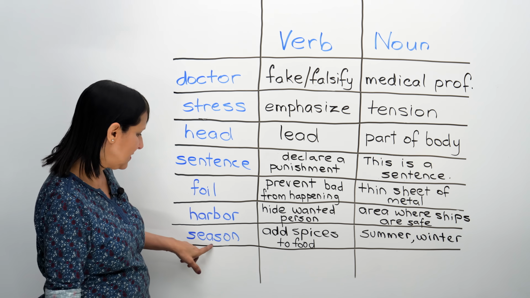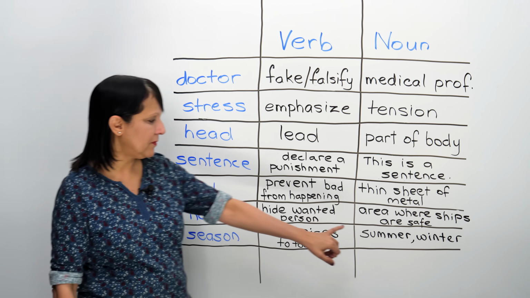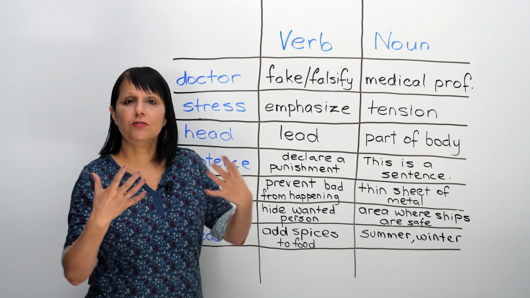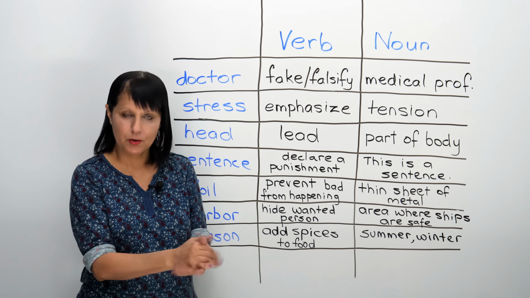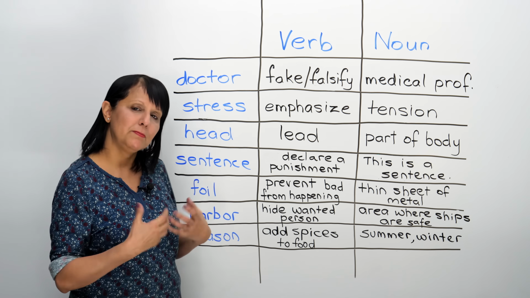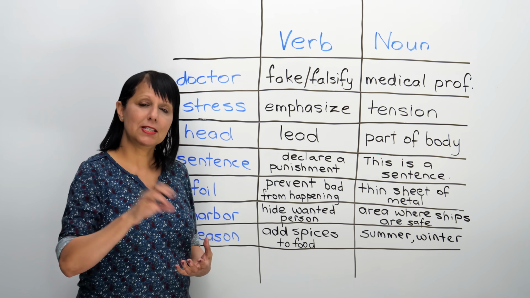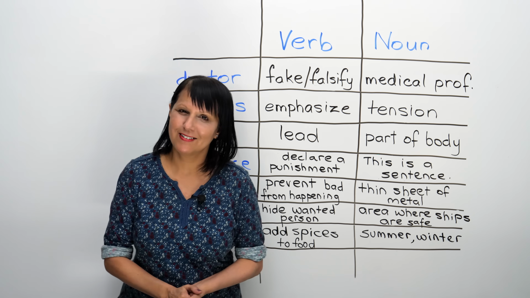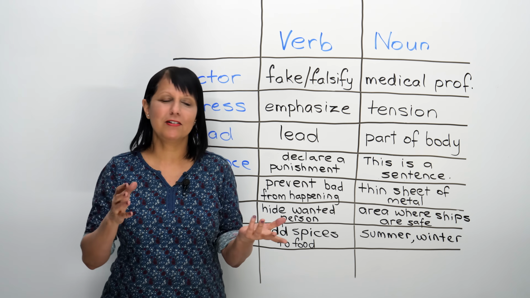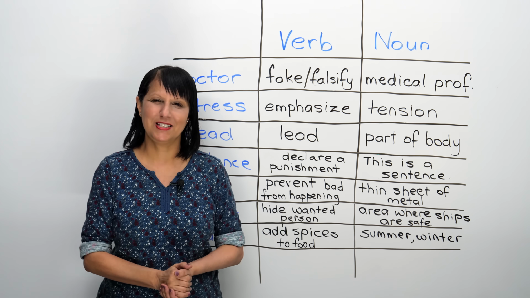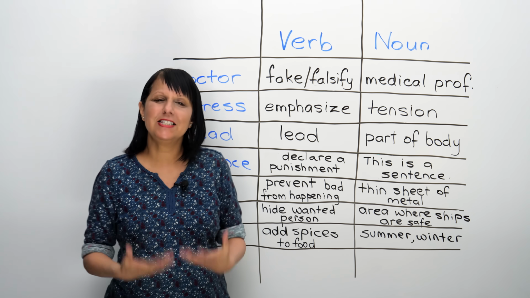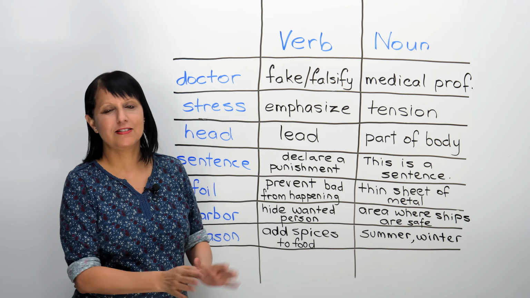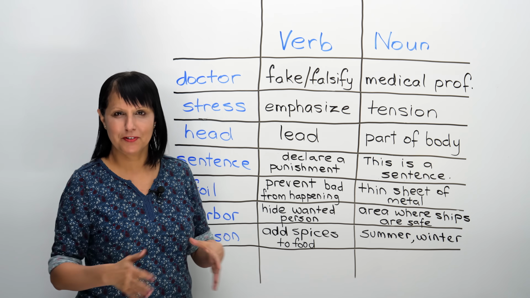Let's look at the last one, season. So again, you might be familiar with the noun, like summer, spring, winter, fall. These are the four seasons of the year. All right, you know those. But what does it mean to season something? To season something means to add spices to food. Did you know that? Okay. You need to season it with salt and pepper or hopefully more interesting spices, okay? But basically to season something means to add some spices to food. All right? So there, again, a completely different meaning.